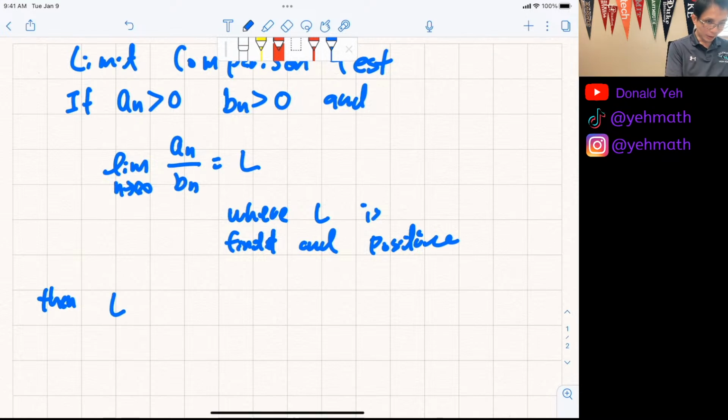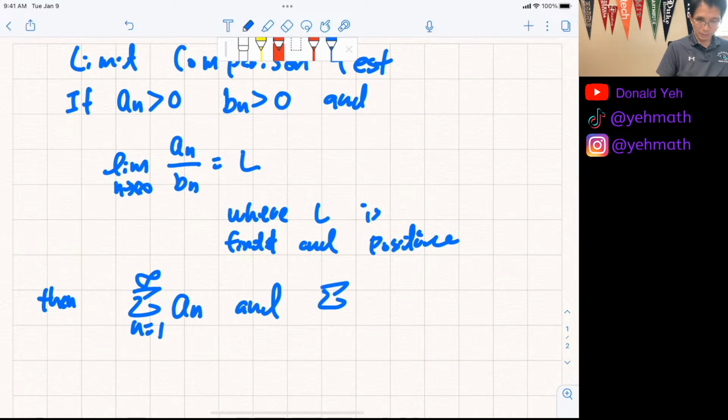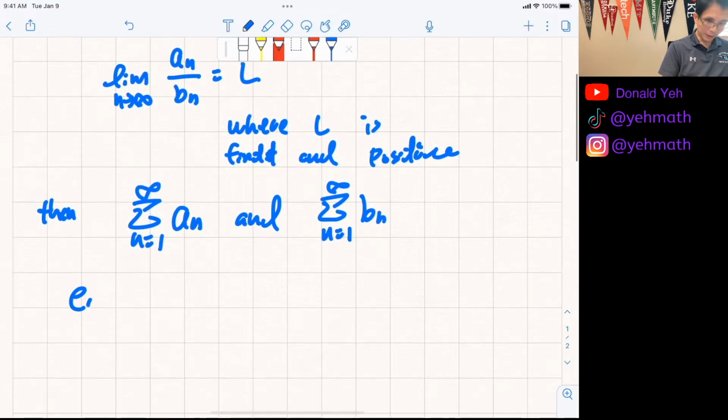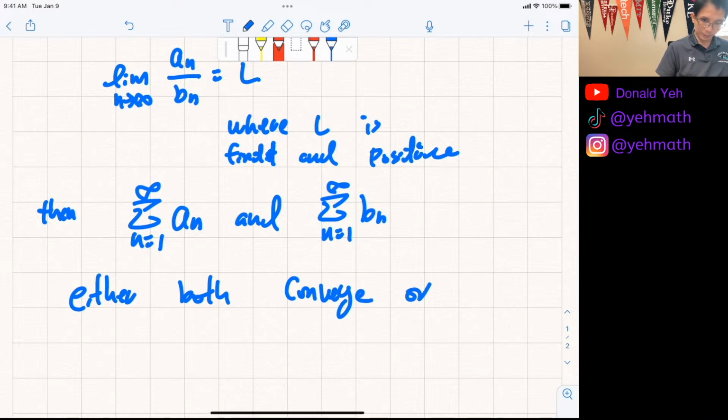Then the summation from n equals 1 to infinity of a_n and the summation from n equals 1 to infinity of b_n either both converge or both diverge.